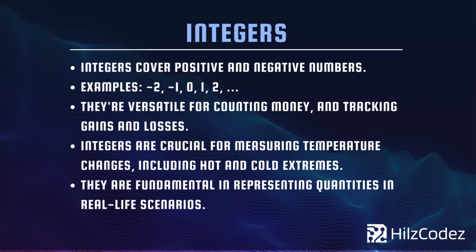Integers are like the versatile tools in our mathematical toolbox. They include both positive numbers, like 1, 2, 3, and negative numbers, like -1, -2, -3. Think of them as the numbers that cover all bases, from counting money to measuring changes in temperature. For instance, when you're dealing with finances, integers help you keep track of gains and losses, whether it's earning £50 or spending -£20. Similarly, when you're checking the temperature outside, integers come into play, whether it's a chilly -5 degrees Celsius or a toasty 30 degrees Celsius. So, in real-life situations, integers are the go-to numbers for handling a wide range of scenarios, making them an essential part of our everyday math and programming toolkit.